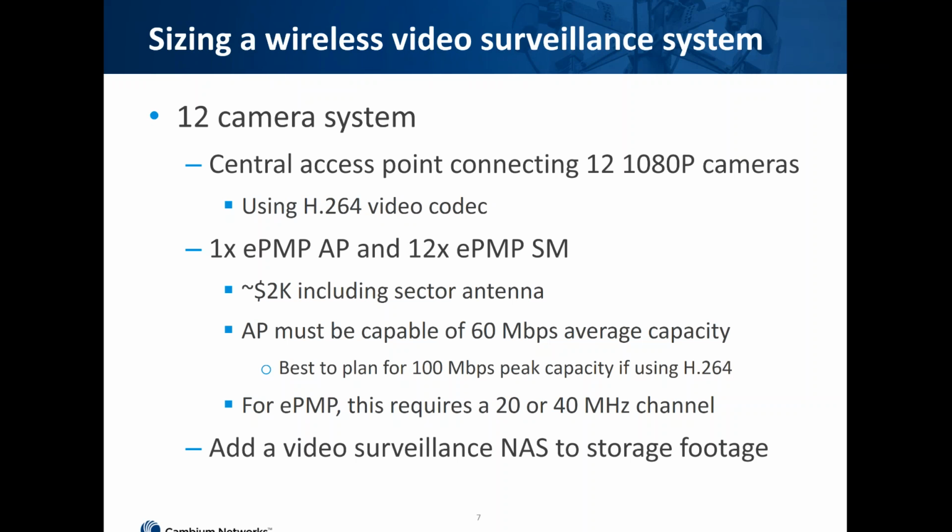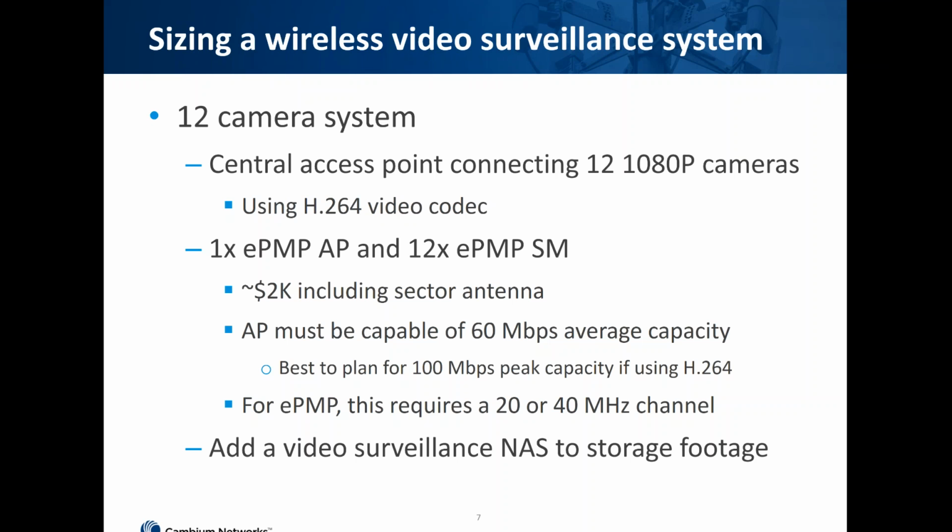So for the AP, including the AP, the SMs, and the sector antenna is about $2,000. The AP must be capable of 60 megabits per second average capacity. I'll explain a bit more on how I arrive at that figure shortly, but as to H.264, due to its operation, it's best to plan for somewhere around 100 megabits per second of peak capacity to handle events where you have a lot of activity in a scene and it generates a higher than average throughput for each video stream.